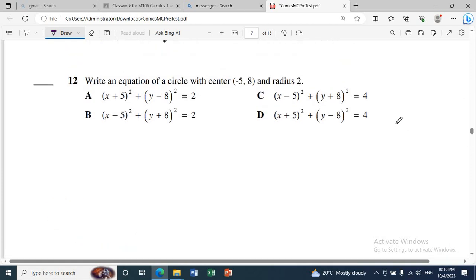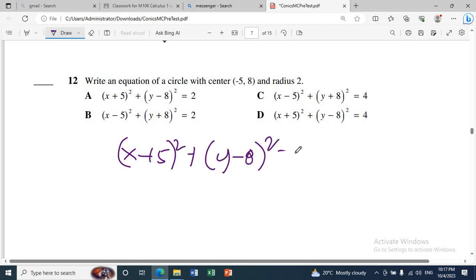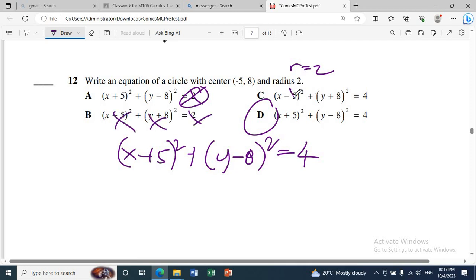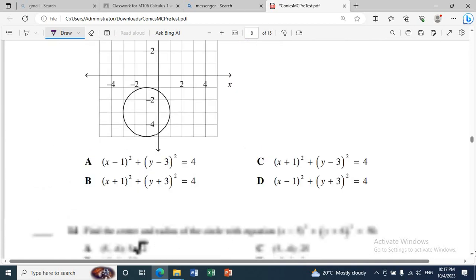Write an equation of a circle with center negative 5, 8. So equation of a circle, x minus negative 5 squared plus y minus 8 squared. And then your radius is 2, that is r is equal to 2. So if you square that, that would be 4. This is now letter D. The others are wrong, wrong, wrong, correct. This is the correct answer. Letter D, number 12.